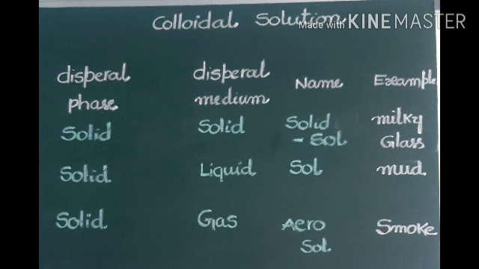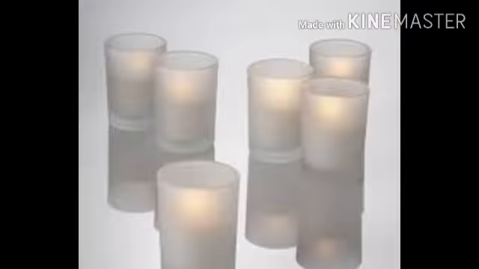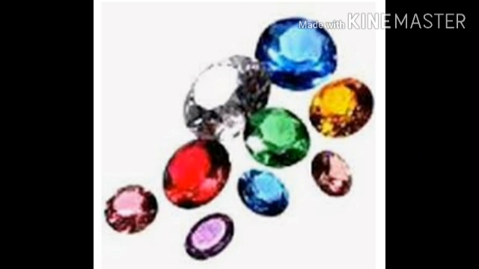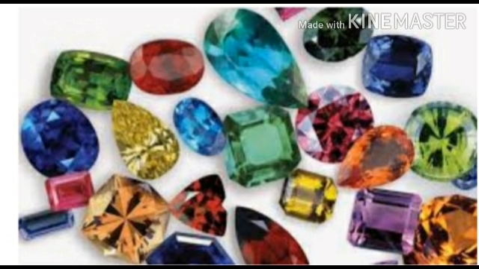First, we have to carefully observe the first example: dispersed phase solid and dispersion medium solid, the type of colloidal substance is solid sol, and the example is milky glass. See the visuals. Milky glass is the best example of solid sol. Dispersed phase is solid, dispersion medium is solid. And the second example, colored gemstone.